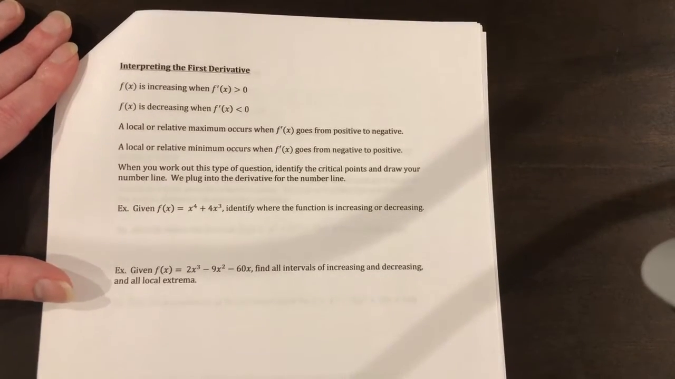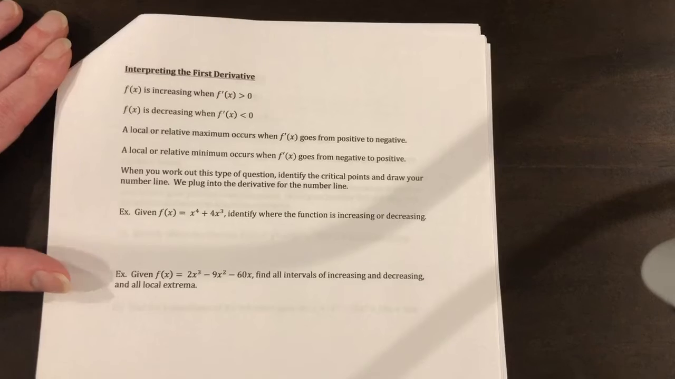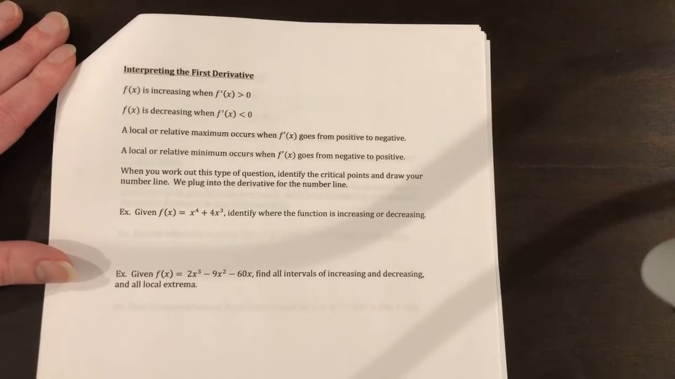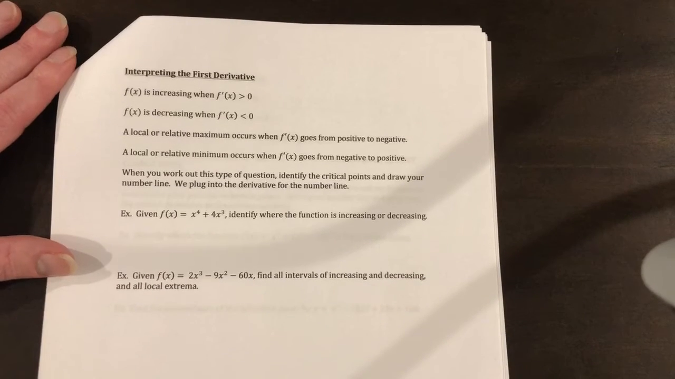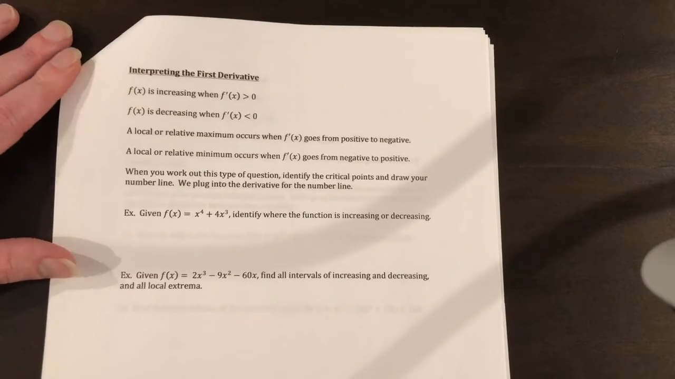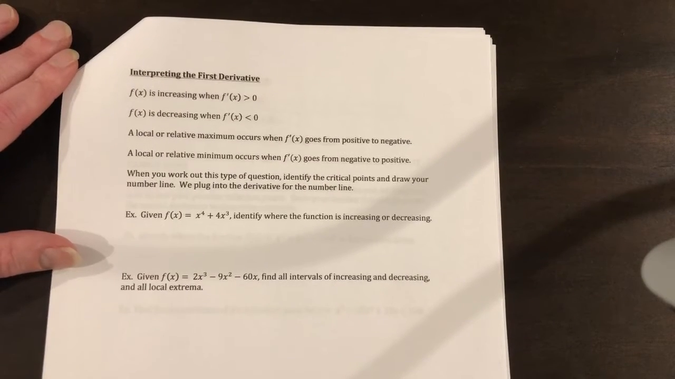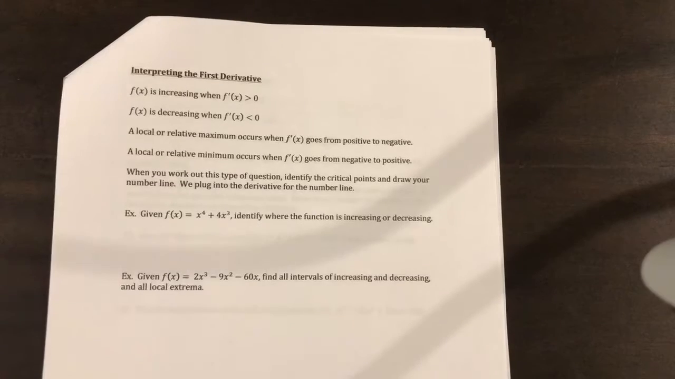So we know that if the first derivative is positive, the original function is increasing. If it's negative, the original function is decreasing. In order for you to have a local max or relative max, the derivative must go from positive to negative. In order to have a local min, it goes from negative to positive. Remember, if you're looking for these things, you're going to plug into your derivative, not your original function.